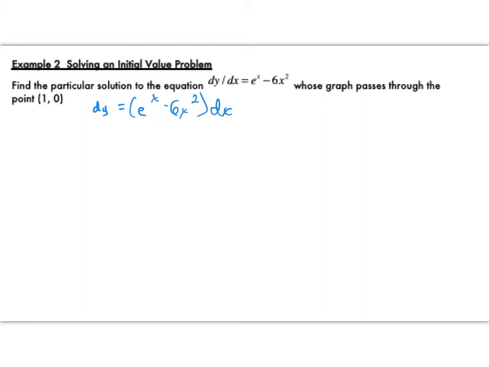Okay, so we're going to take the antiderivative of both sides, and we come up with e to the x here, and then this is going to be minus 2x to the third plus some mysterious c. Now that we have that information, I'm going to take this initial condition, when x is 1 and y is 0, and plug that into my antiderivative for x here and y here. Let's see what that looks like.